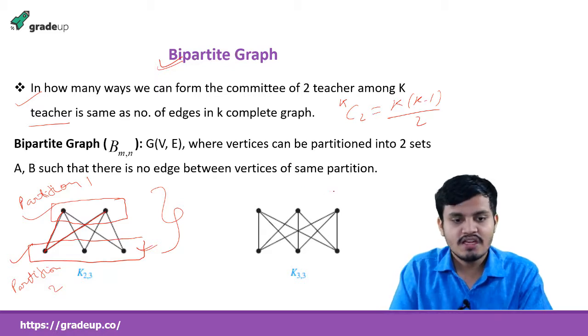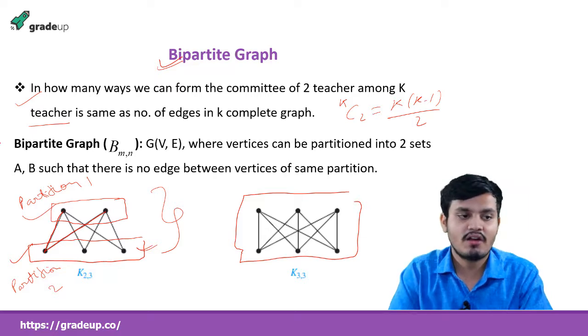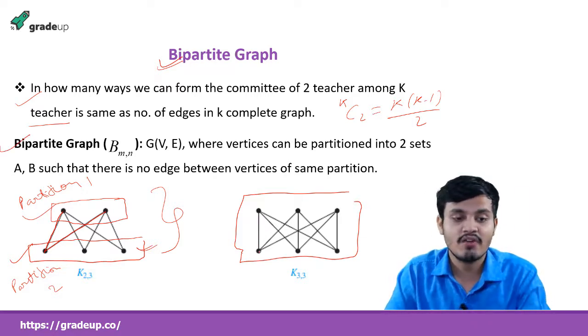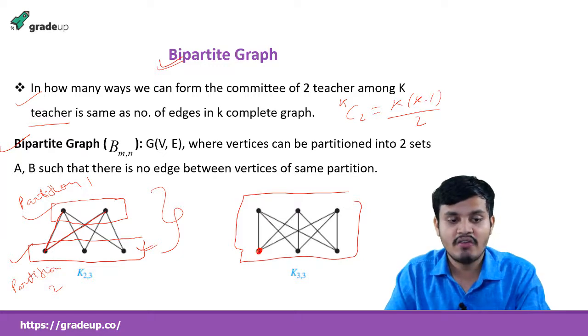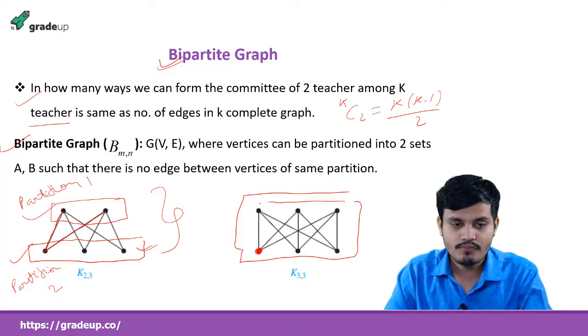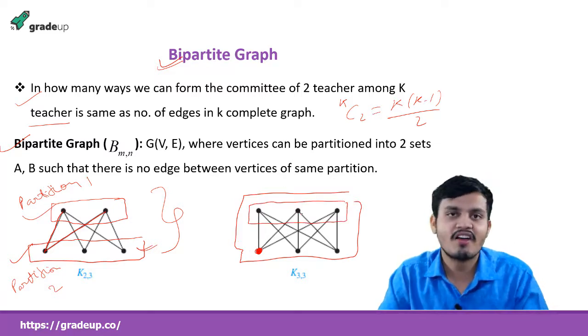But if you look at this, these are complete bipartite graphs. Why are they complete bipartite graphs? Because this vertex is allowed to have an edge to every vertex in the other partition, or you can say the other team.